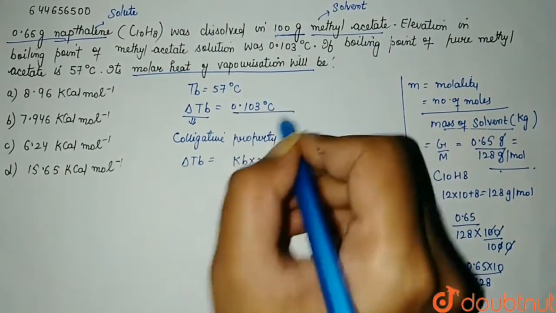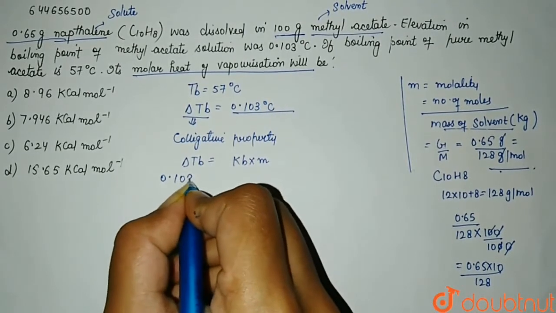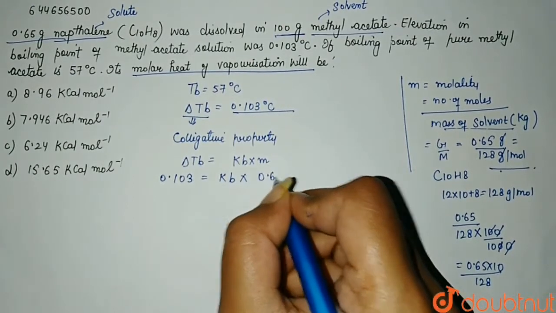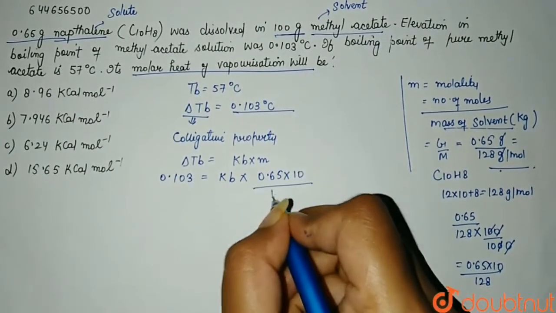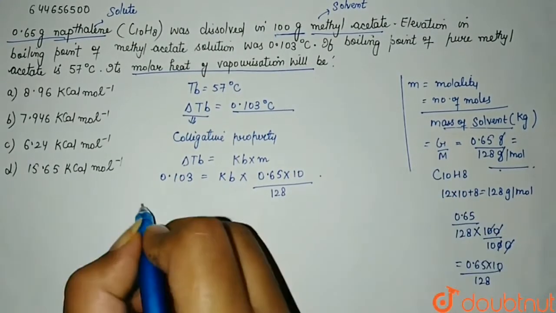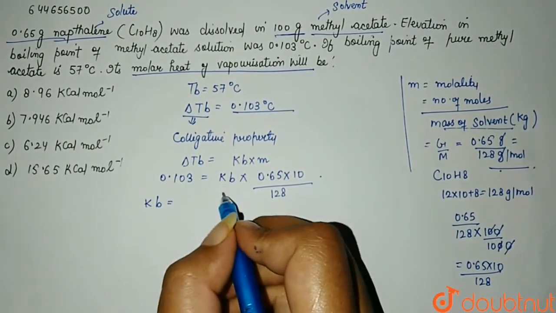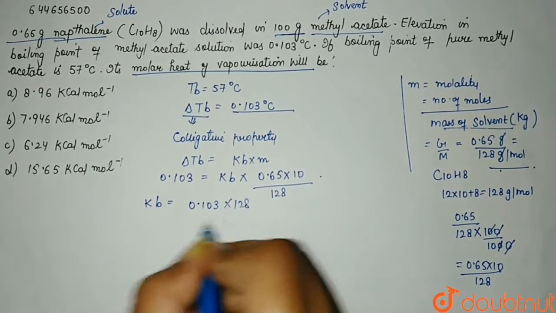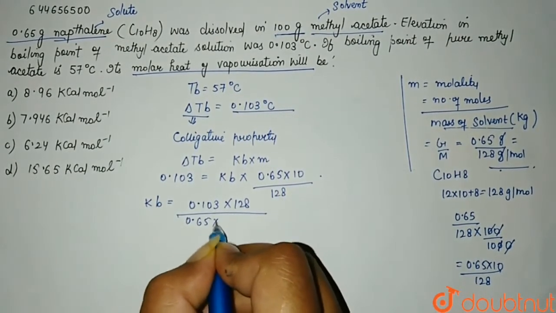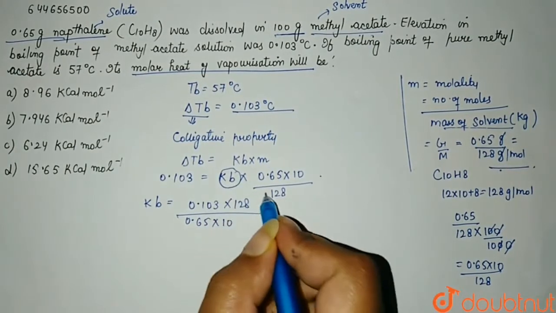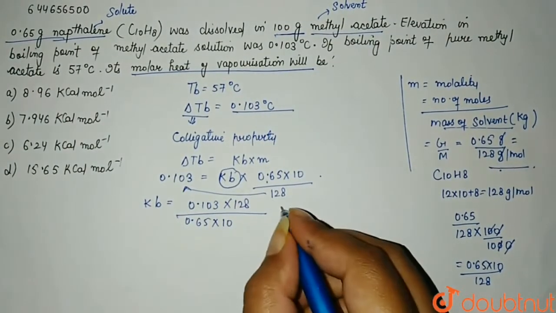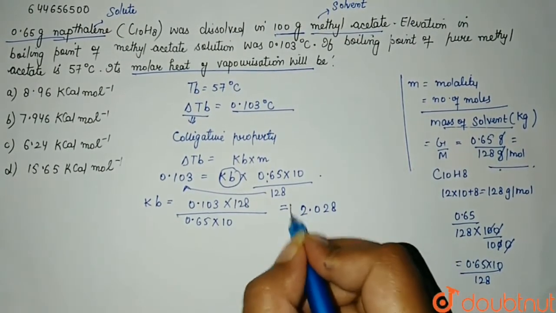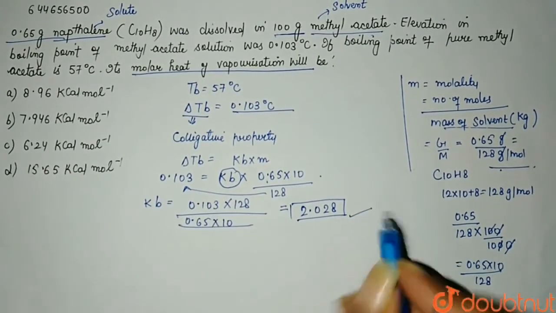Your delta Tb given in the question is already 0.103, which is equal to Kb, that we need to find, into your molality, that is 0.65 into 10, divided by 128. Now we need your Kb. So let's move these things over here, that is 0.103 into 128 divided by 0.65 upon 10. We just multiply with this and this comes in divide. Now after solving this, you will get your Kb value, that is 2.028.